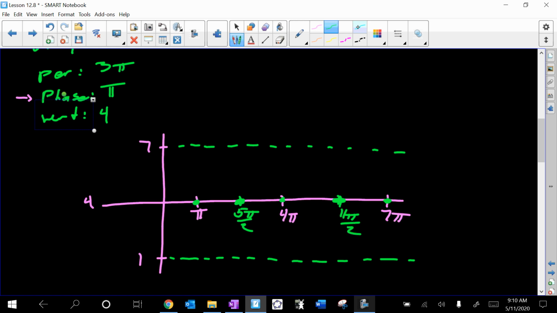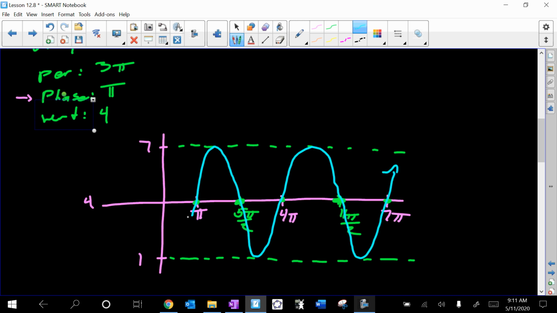I don't think we're really going to come up with the middle locations this time, but the graph of your sine function would look like this. Remember, to find this location, you would have to take pi plus 5 pi over 2, add them together, and divide by 2 again. I don't think I'm going to worry about that as much as what the general graph looks like.